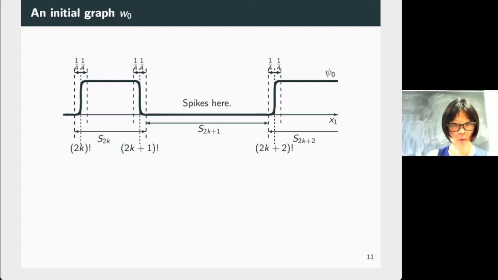So this is a profile picture of the initial graph. Remember the spike? The transition region we took is about 1/4. There's kind of a typo: the initial graph W0 is in R2, and psi0 is our oscillating function in R1.